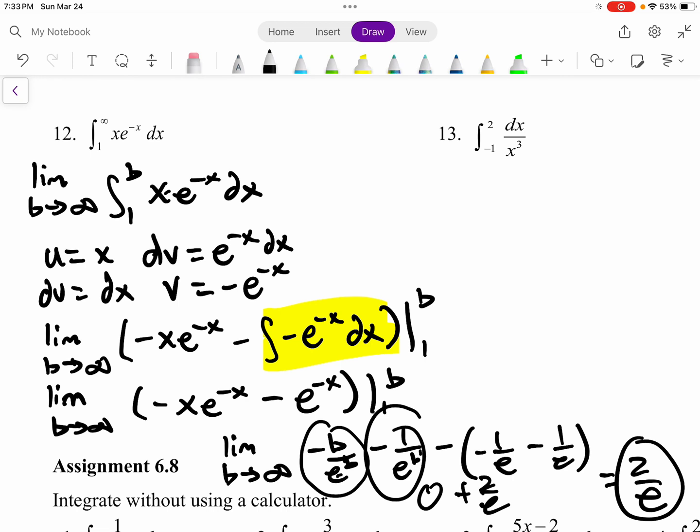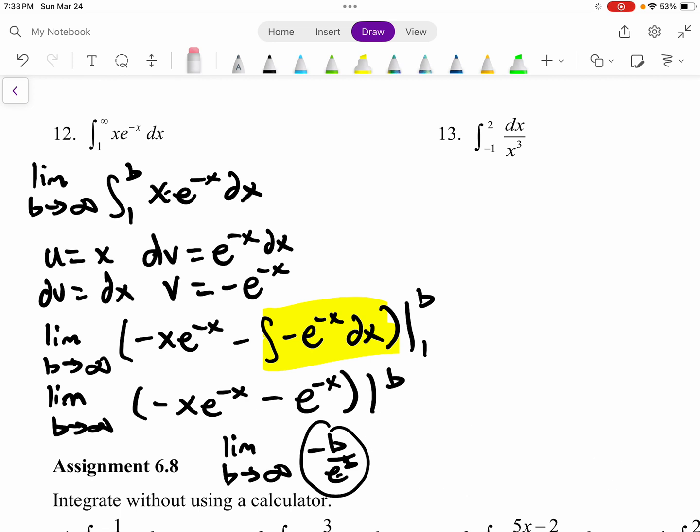Love that problem. Get to do an improper integral along with also integration by parts. Okay, I'm going to erase that really quick, and then we'll look at this last example.